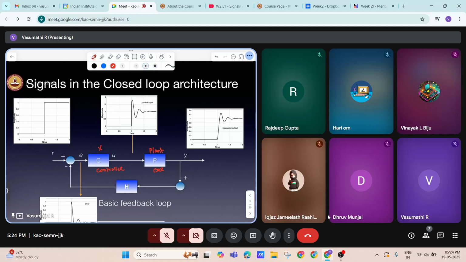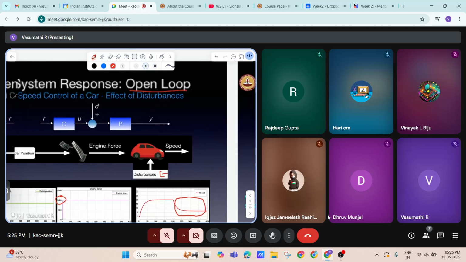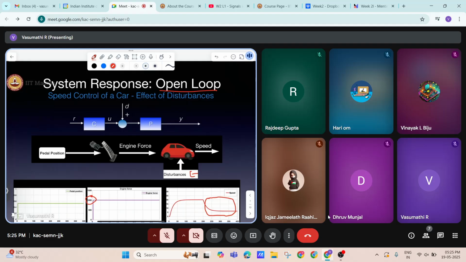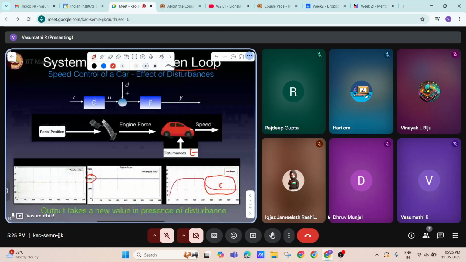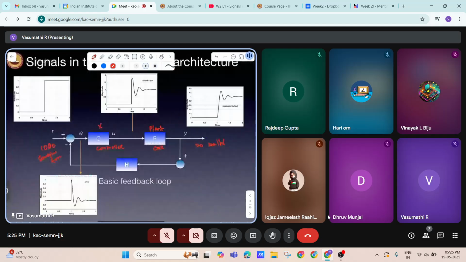For example, I am giving 1000 engine force and I am expecting the vehicle to achieve 20 kilometers per hour. But it is not achieved because of the disturbances. If you see here, it is going down to around 5. So I am considering there is a disturbance in the system. Now it is 5 kilometers per hour, so I am giving this 5 kilometers per hour back to the input.